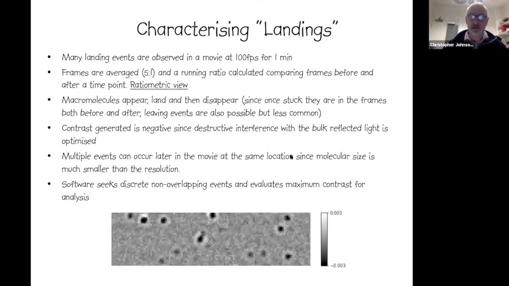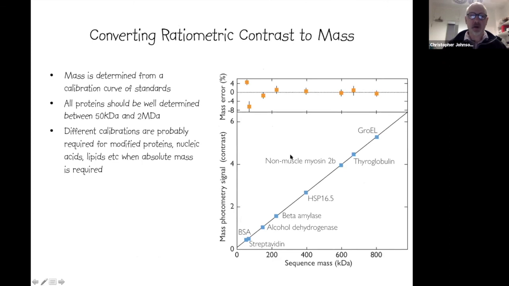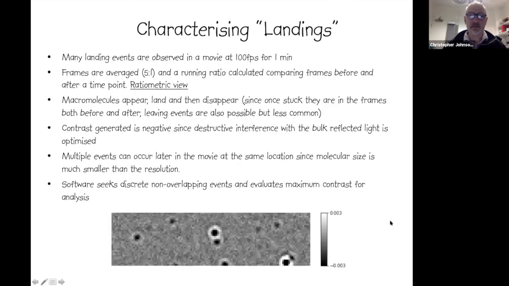The contrast generated is negative since we're looking at a destructive interference effect with the bulk reflective light. Multiple events can occur at the same position on the cover slip in the movie.